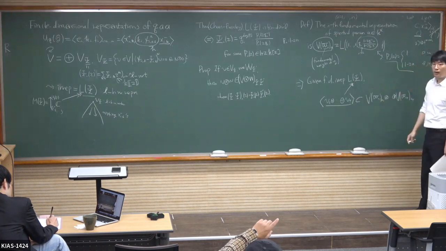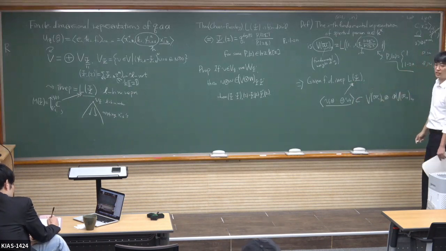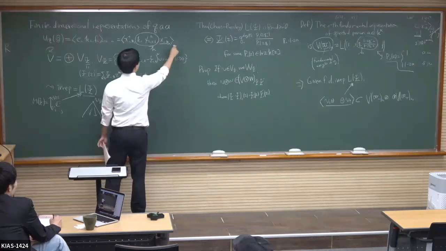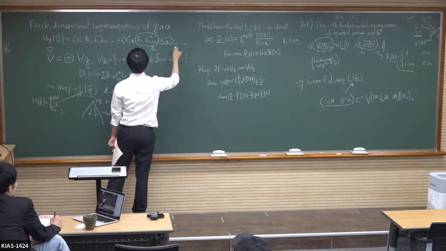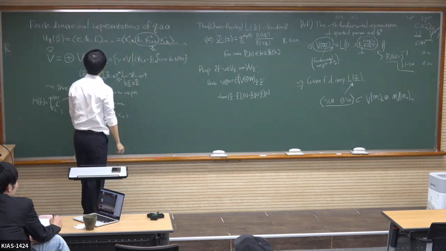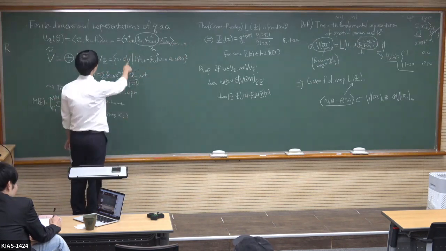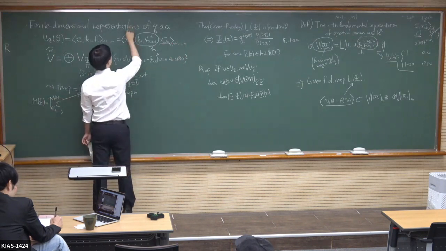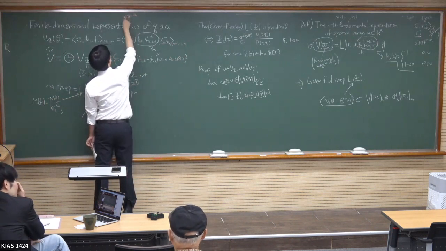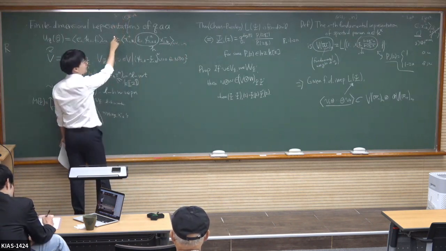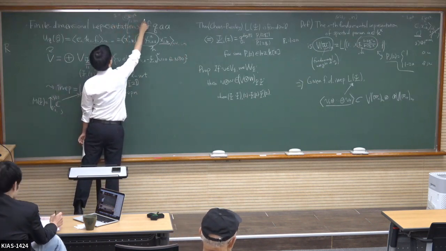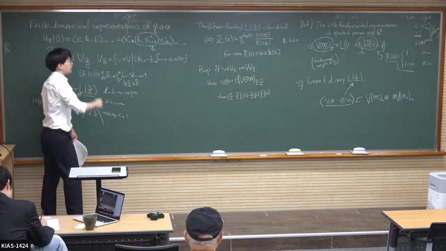Is i from 1 to n or 0 to n? 1 to n actually. Here it is 0 to n. I know this is very confusing, but here i is 1 to n. Maybe I should have written this j. Basically, in the classical case, these xi_k's are related to e_i tensor to the k, and this comes from the finite dimensional simple algebra, not affine. So here i is 1 to n, but here we have 0 to n.